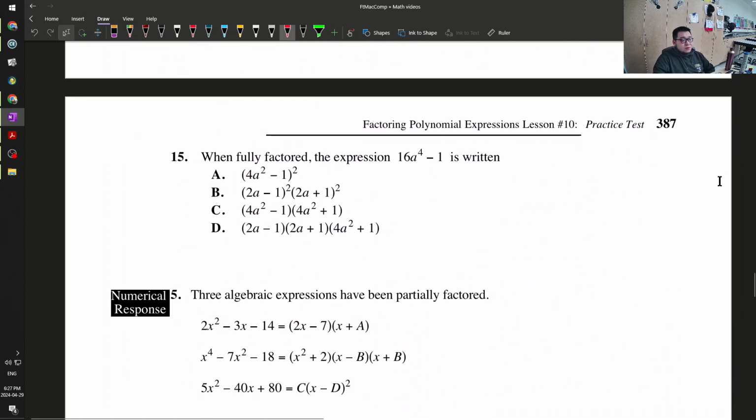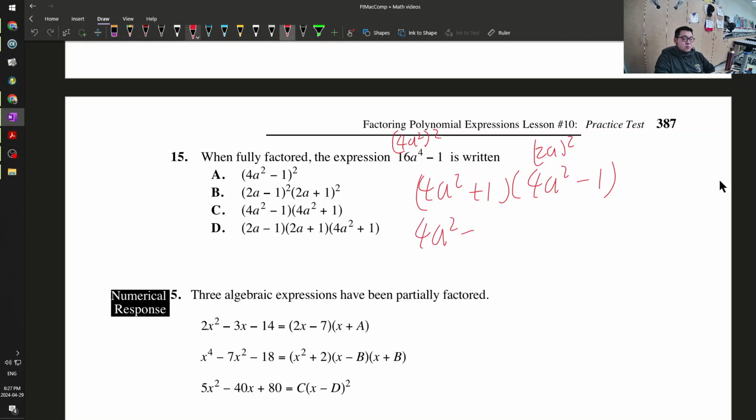When fully factored, this is written as, so this is difference of squares. This is 4a squared all squared. So 4a squared plus 1 times 4a squared minus 1. So now we have another difference of squares. This thing is 2a all squared. So we have 4a squared plus 1 times 2a plus 1 times 2a minus 1. So what is this? It is D.